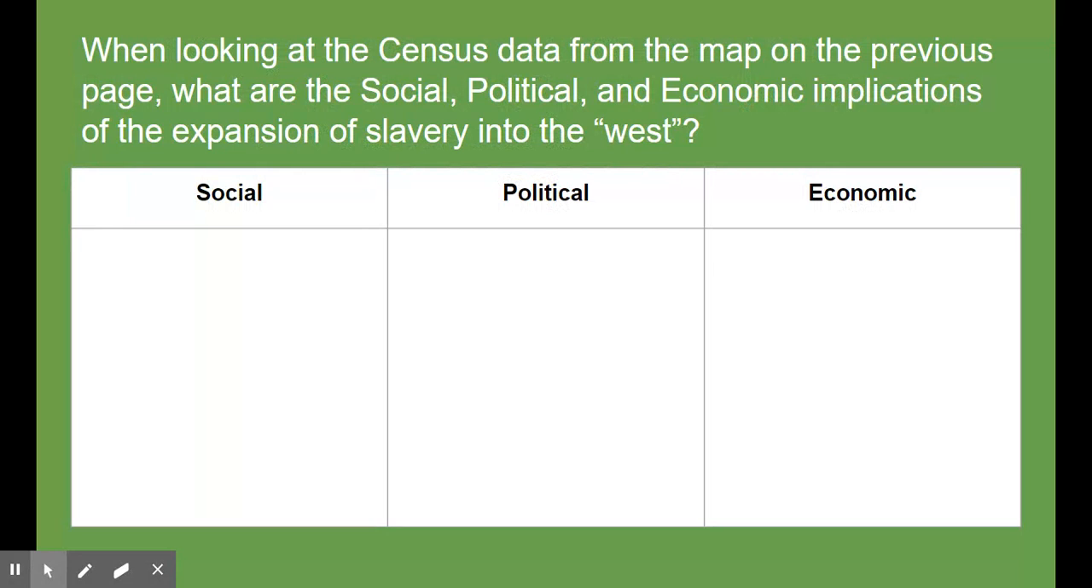So in looking at the census data from this map, what are the social, political, and economic implications of the expansion of slavery into the West? So social is people, society, how folks get along with one another. Political is laws and politics and government. And economic, we know the definition of that.